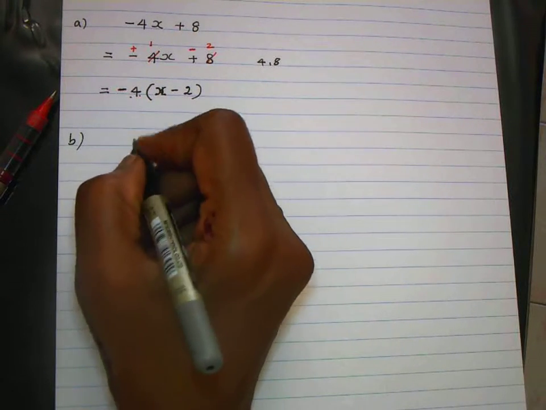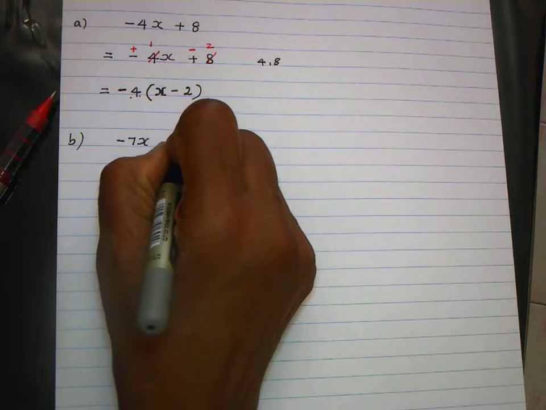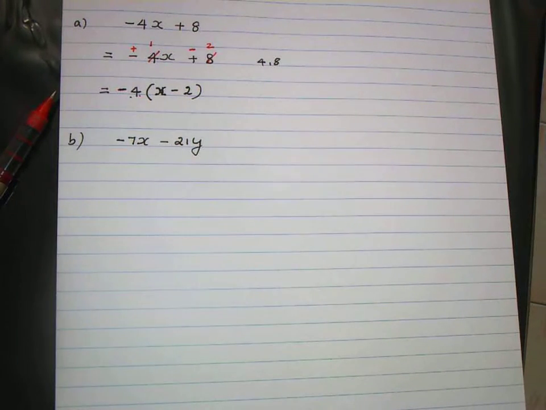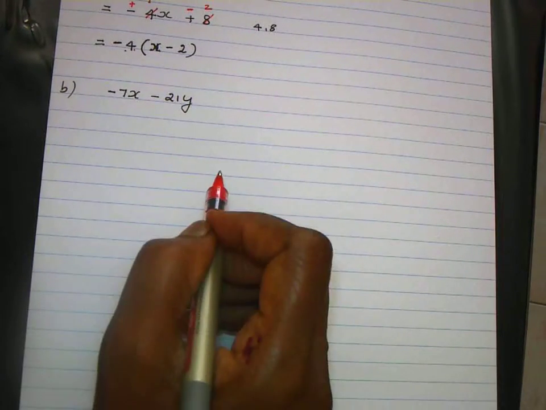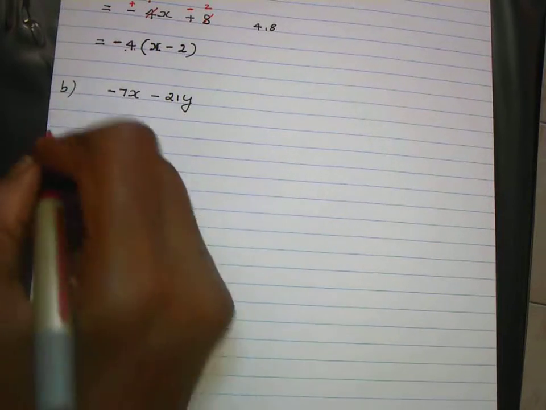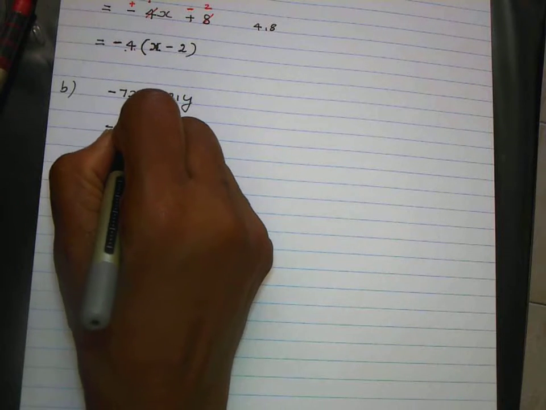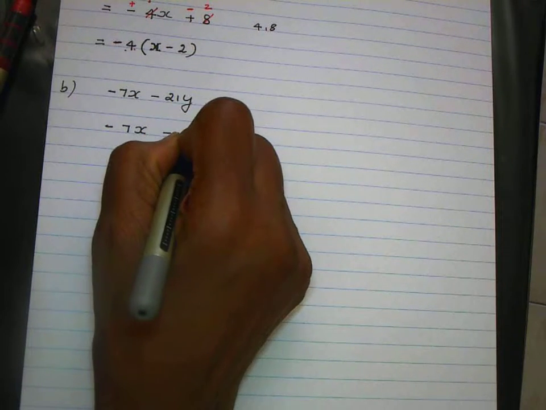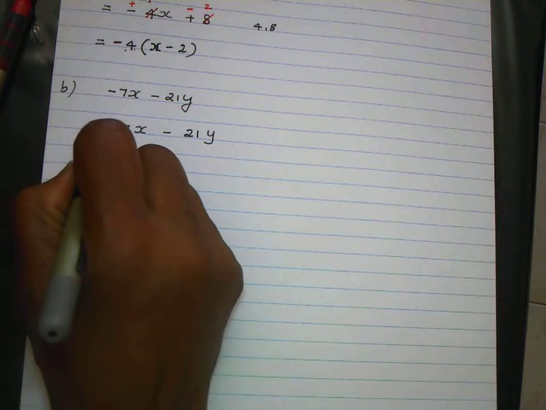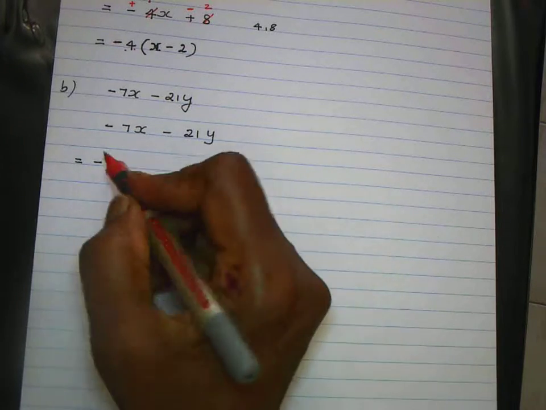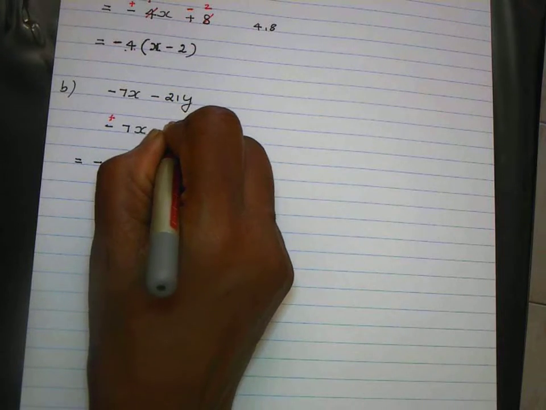Now this time I'm taking the question as minus 7x minus 21y. Okay, now as I told you before, the first term inside the bracket cannot be negative, so you have to take the minus outside. So I'm going to rewrite the question again. Minus 7x take away 21y. Okay, I've taken the minus outside first. If I take minus outside, this minus becomes plus. You have to change the sign. This minus also becomes plus.